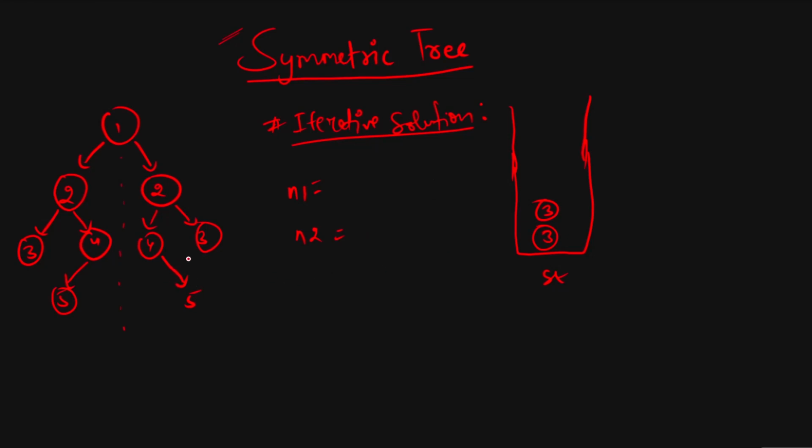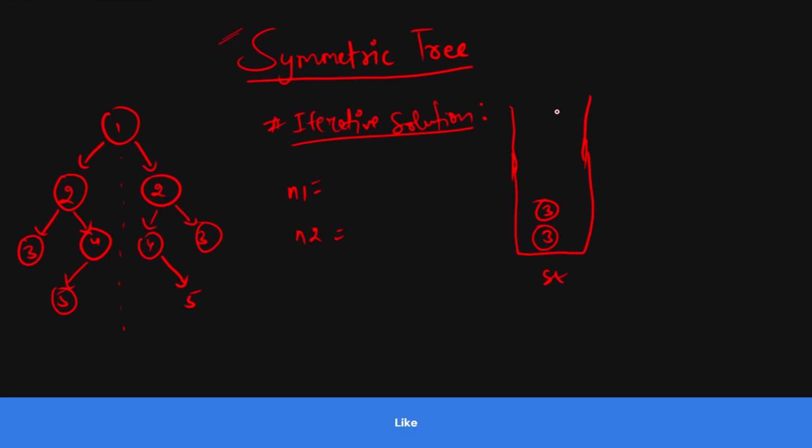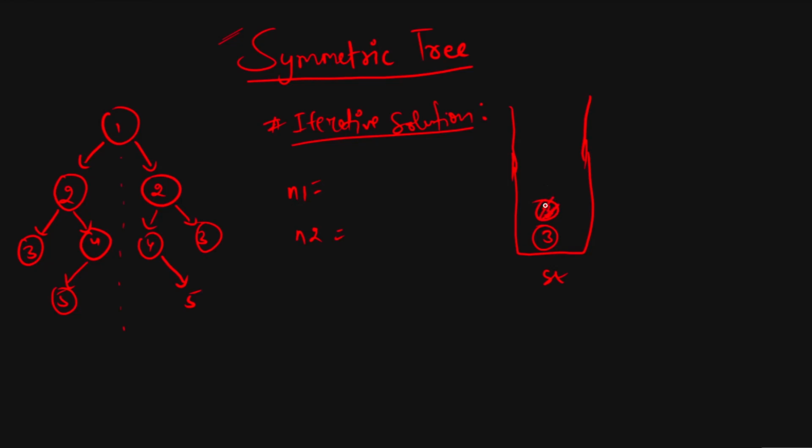So now what I have to do is, after putting four nulls, both four of them are null. So now I will pop my 3. So pop both of 3. Now n1 is 3 and n2 is also 3. Both of them are 3. Then I will check, this is null, this is null. So finally I can say that this is my symmetric tree. So now let's check out the code to understand it.